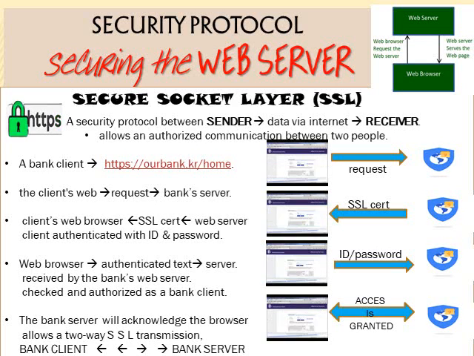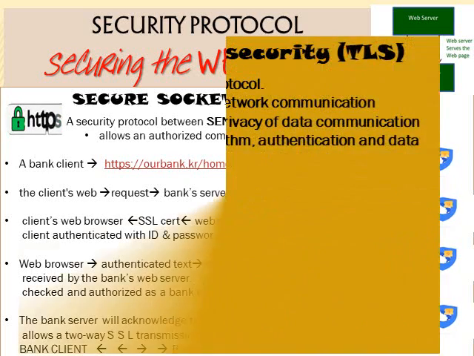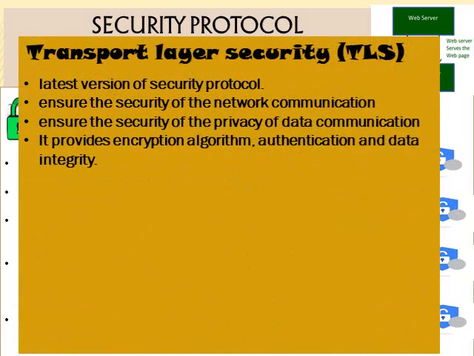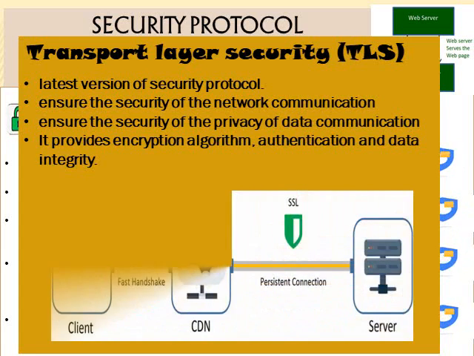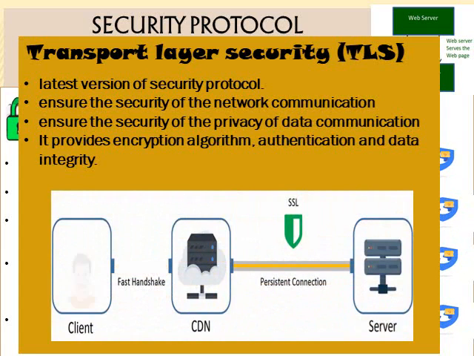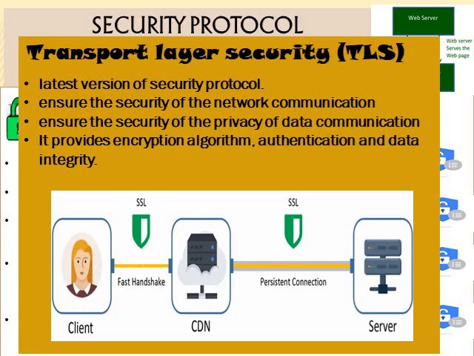Second type in security protocols. It is called transport layer security, or TLS protocol. This is the latest version of security protocol. It not only ensures the security of the network, it also ensures the security and privacy of data communication between users and devices over the network.